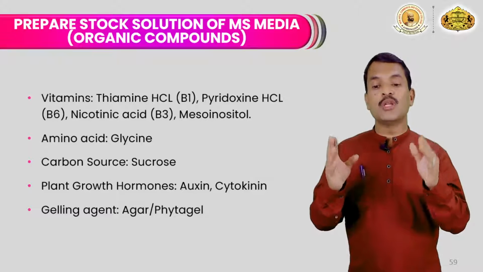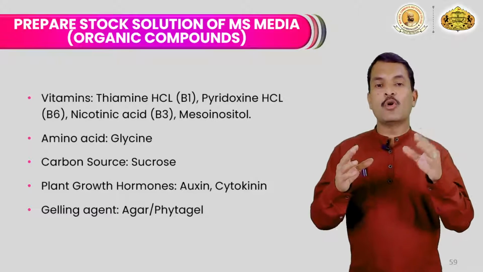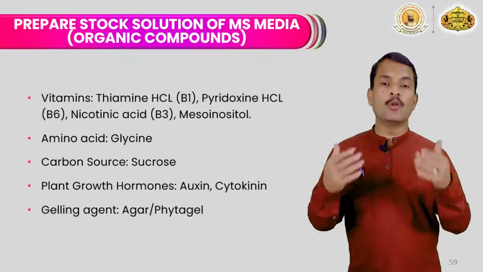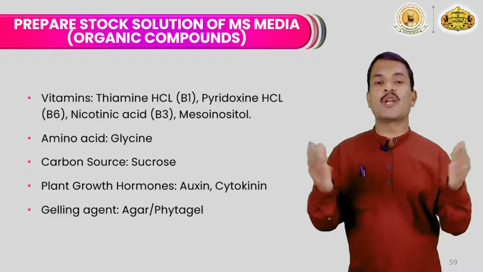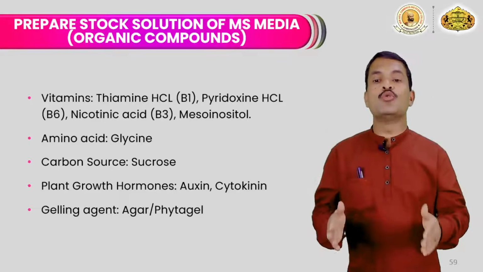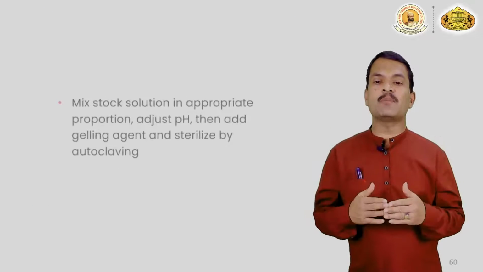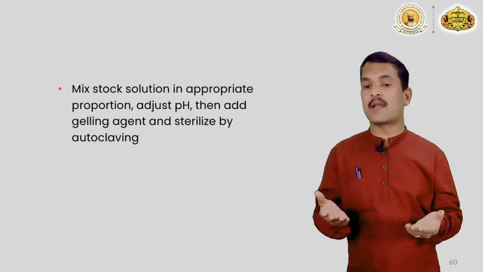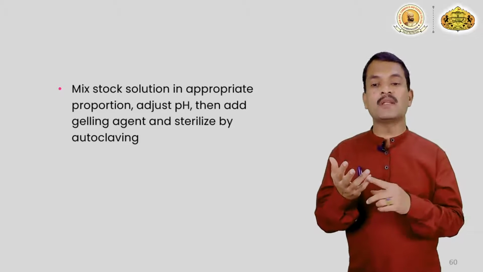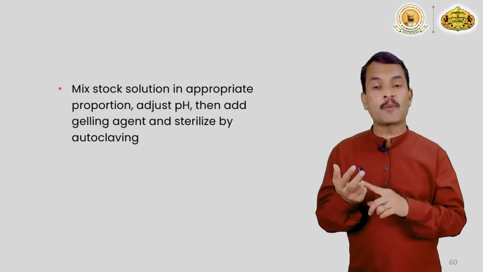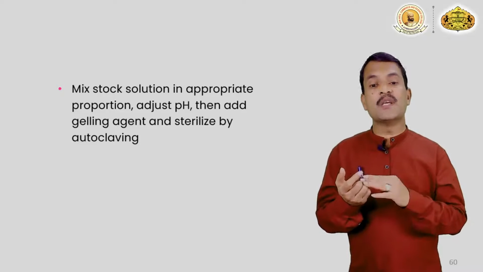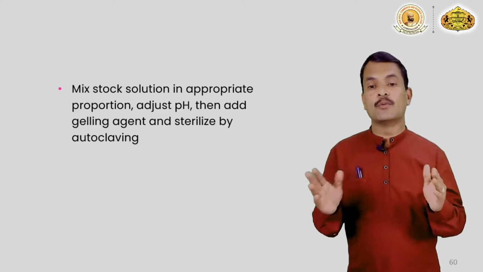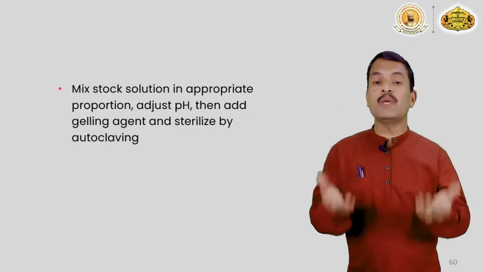Remember, when you add agar agar, you need to heat your medium so that the agar is distributed properly throughout, and then you pour. Likewise, you prepare media. After preparation you go for sterilization. Again, I will repeat: mix stock solutions in appropriate proportion, one by one, adjust pH, add gelling agent, and sterilize with the help of an autoclave. That is the way we make our media.